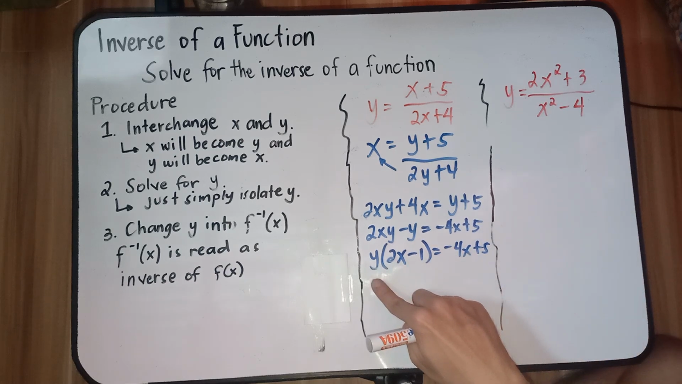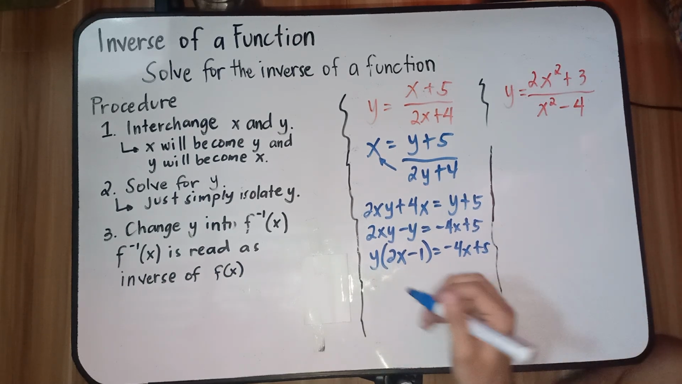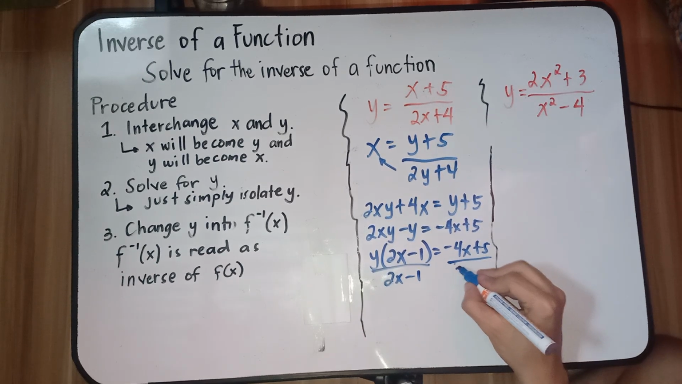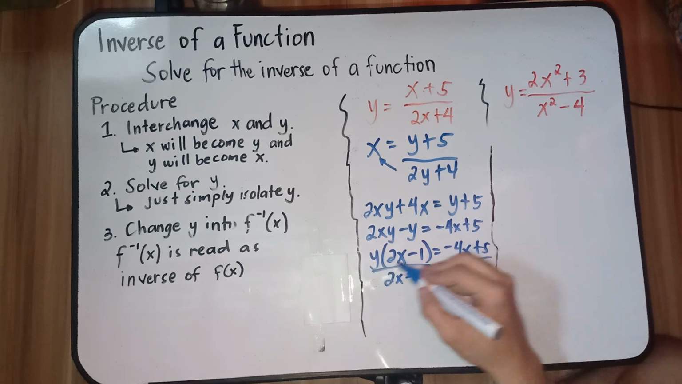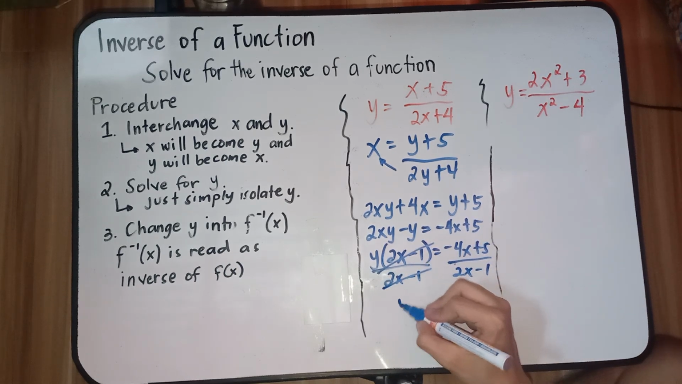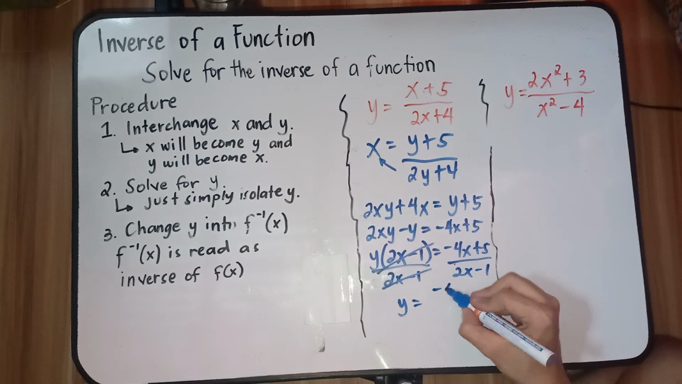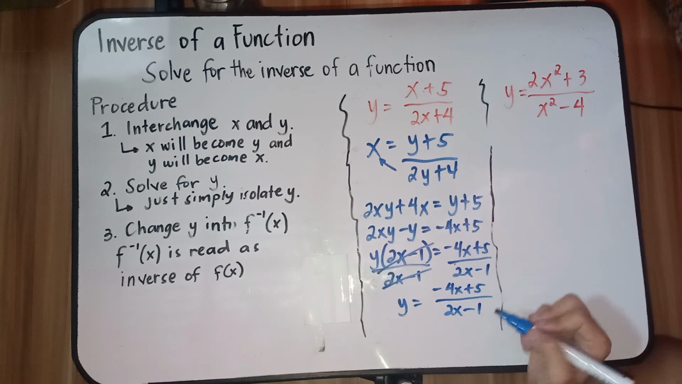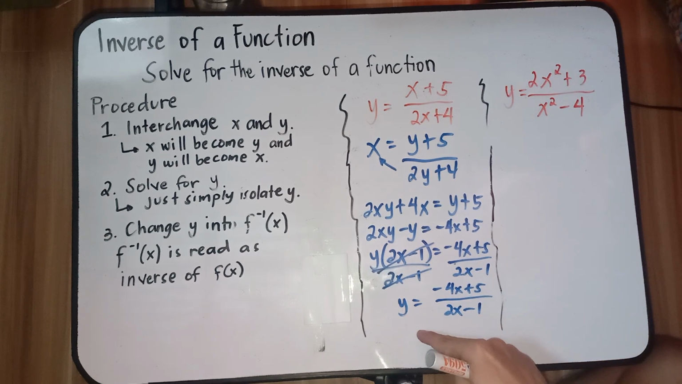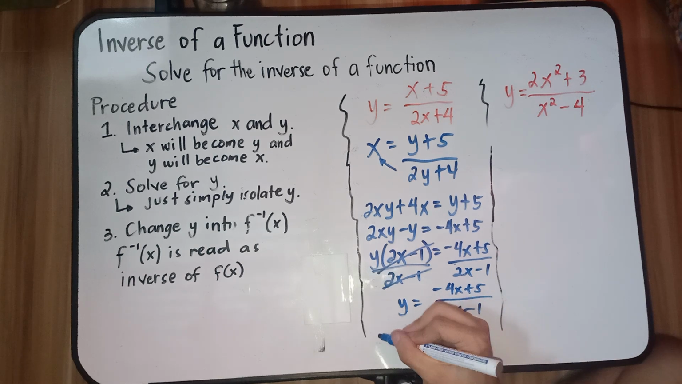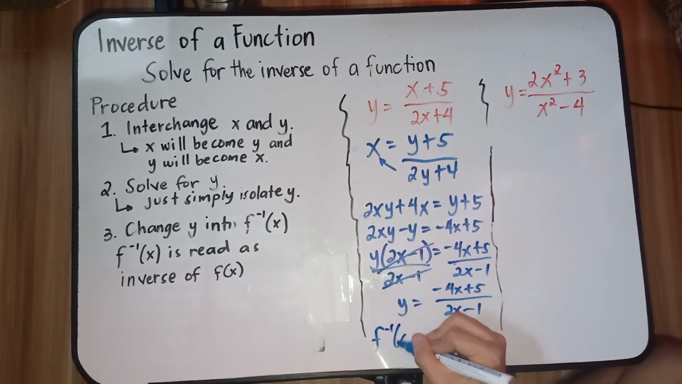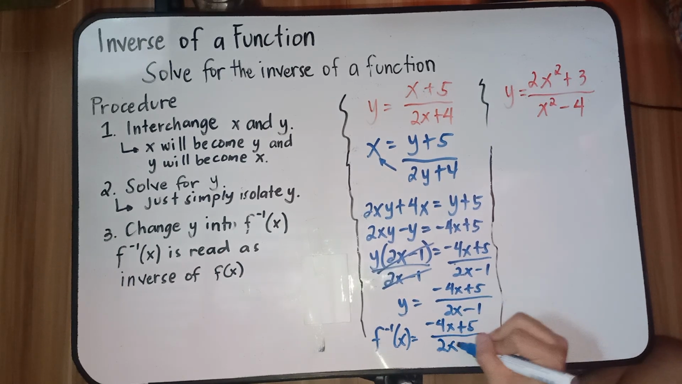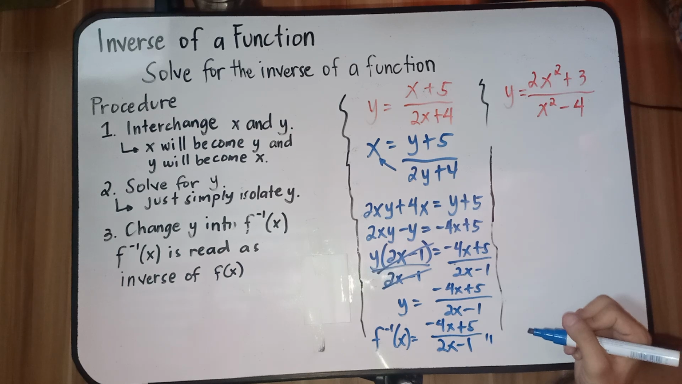Next, to isolate y, we can divide both sides by 2x minus 1. So we have y is equal to negative 4x plus 5 over 2x minus 1. Since we already isolated y, we can change y into inverse of f of x. So we have inverse of f of x is equal to negative 4x plus 5 over 2x minus 1. And that is the final answer.